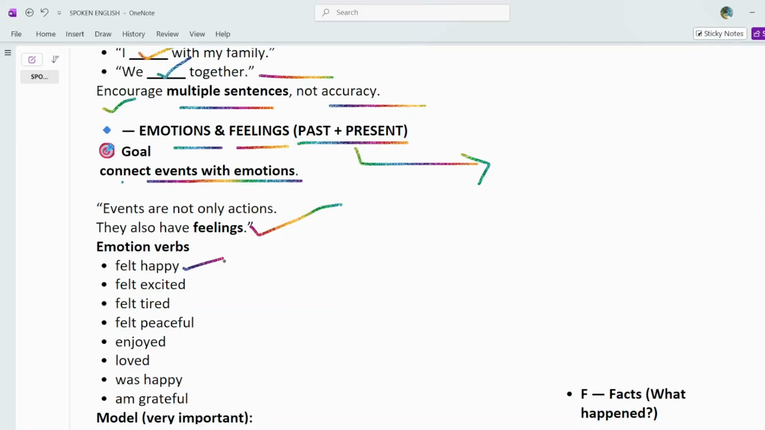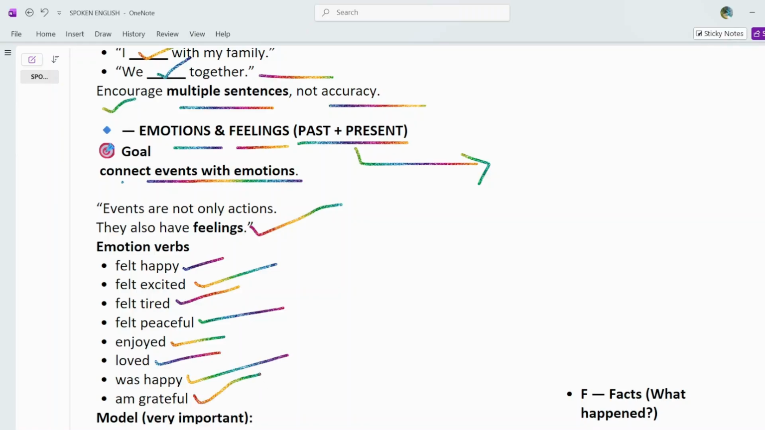All right. Now, if you only talk about action, your English sounds pretty empty. Please do not only go for actions. Actions, in the sense I told you, are also known as verbs. All right. Verbs also need to be helped sometimes. So you can add these emotions like felt happy, felt excited, felt tired after a long day, felt peaceful, enjoyed a lot, loved everything that happened around me, was very happy.